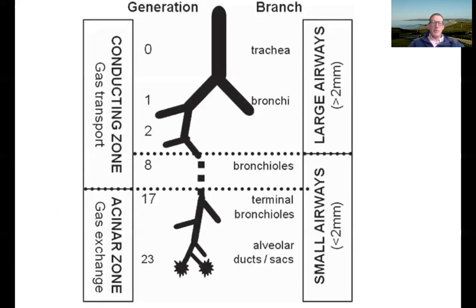In terms of the anatomy, I'm not going to spend too long dwelling on this, but as you know, the airway divides 23 times from the bifurcation of the trachea at the carina. We can divide this into the large airways up to generation 8 and the small airways thereafter. Another way of looking at this is the conducting zone, which is involved in gas transport up to generation 17, and the alveolar or acinar zone from 17 thereafter, which is involved in gas exchange.